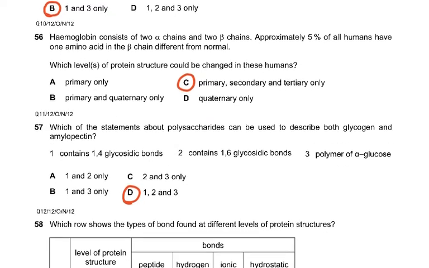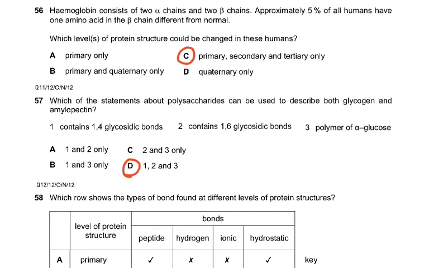Then question 56, hemoglobin consists of 2 alpha, 2 beta. Approximately 5% of all humans have one amino acid in the beta chain different from normal. Which levels of protein structure could be changed in these? So of course, if it's the primary structure, then the secondary and tertiary will also change. So primary, secondary, and tertiary will all change.